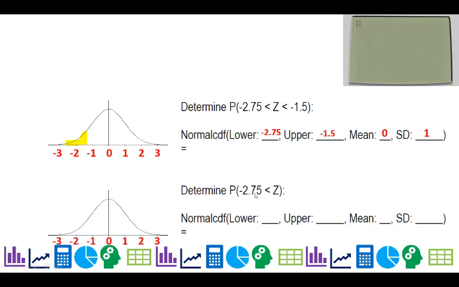For the other one, I want the probability that the z value is less than negative 2.75. So it's just this piece over here. It's not going to be very high. So what is the lower in this case? Well, normally we wouldn't be too worried if we were just using the table because it goes to infinity automatically on the left. But in this case for the calculator, it needs a lower and an upper. Technically, it's negative infinity. And your upper would be negative 2.75 because that would be the high value. Your mean's still 0 and your standard deviation is 1.